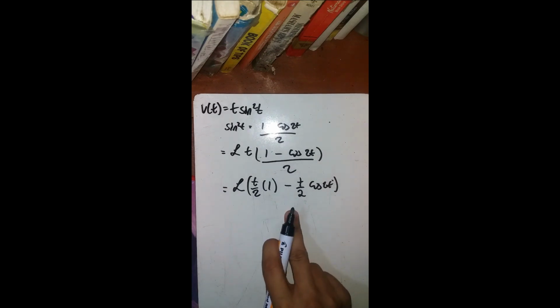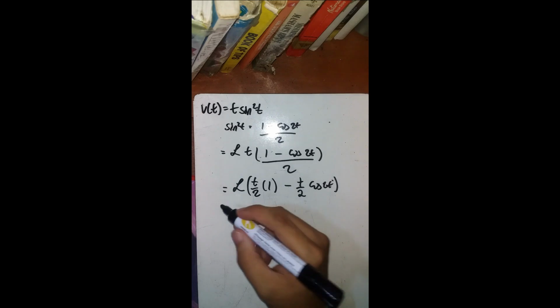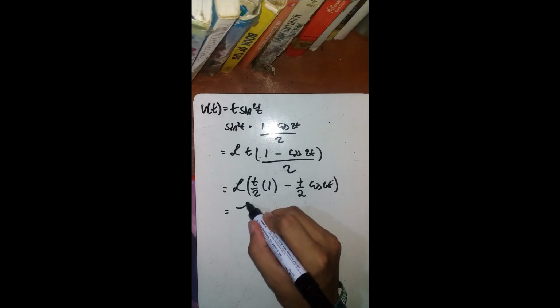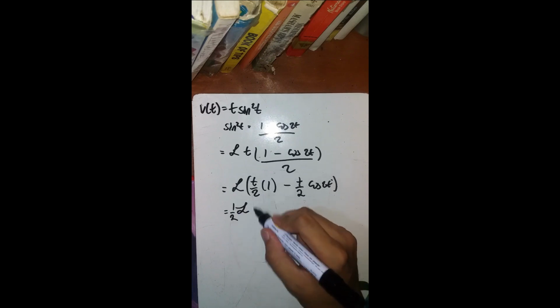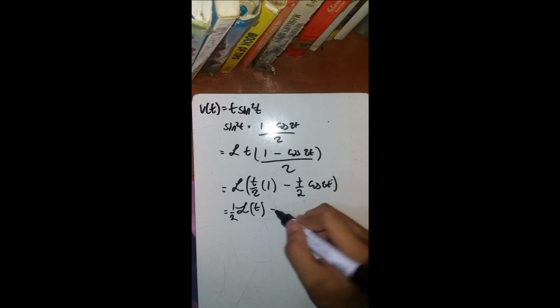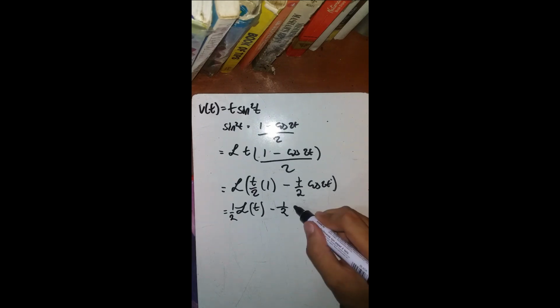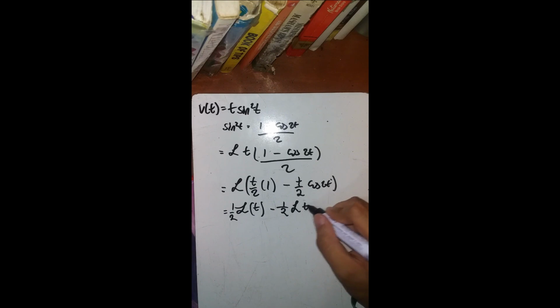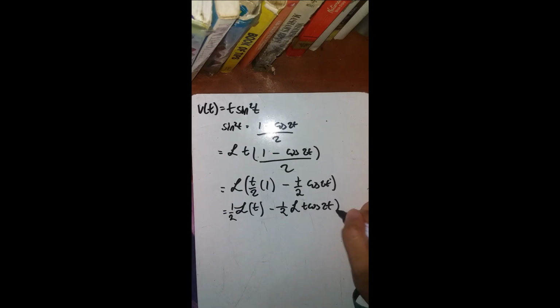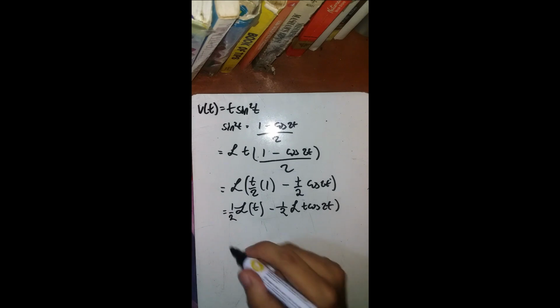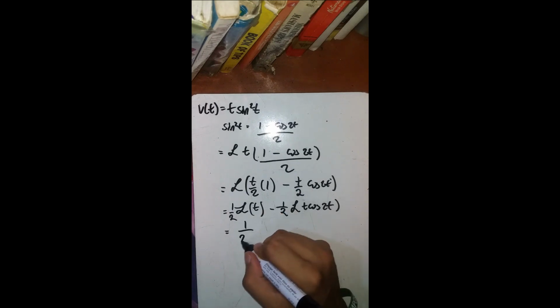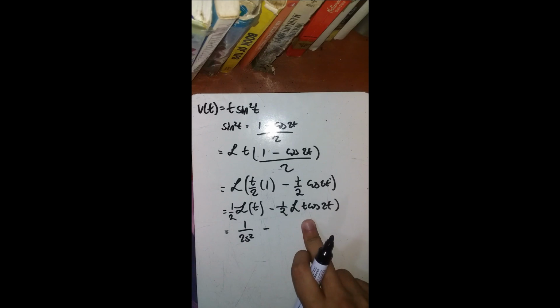Okay, so you can see here we're going to use the linearity property. So the Laplace of the constant, or you just say 1 over 2 times t, minus 1 over 2 times the Laplace of t cos 2t. Okay, so here we all know that the Laplace of t is just 1 over s squared. So this will become 1 over 2s squared. Here we can use the derivative of the Laplace transformation.